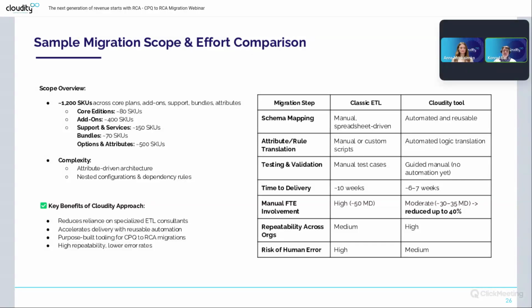With our tool, as I said, we automate where possible. So the first two steps, the schema mapping and translations, are built in. We have already built that, and you're able to just use it and then perform the migration as I described on the previous slide. We calculated it based on the number you see on the left side, and we expect to reduce the effort by up to 30% compared to classic ETL.